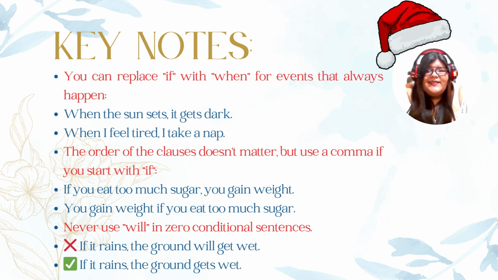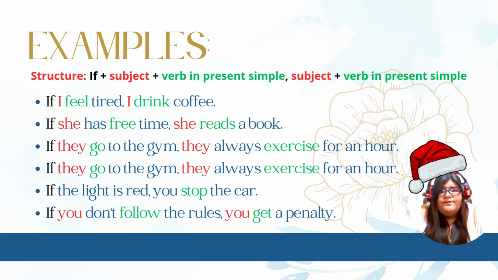Then we have: never use the auxiliary verb will or the future in zero conditional sentences. That is forbidden, guys. Don't do that. If you use will with if in zero conditional, the answer will be totally wrong. So be careful and pay attention to those details. For example, if it rains, the ground will get wet. That is incorrect. So be careful with that. And then we have the other sentence with the check mark that is correct. So let's see more examples.